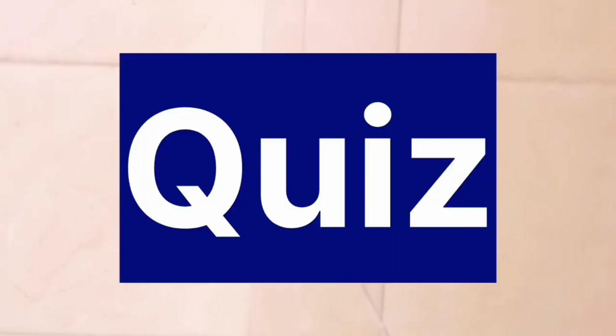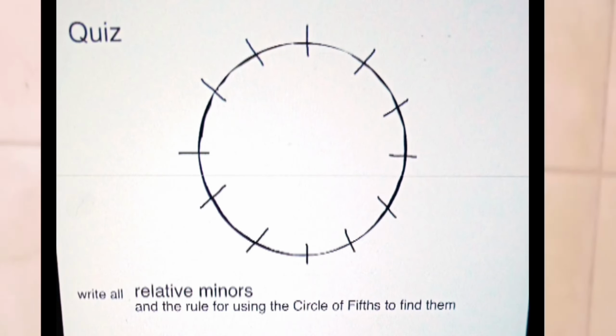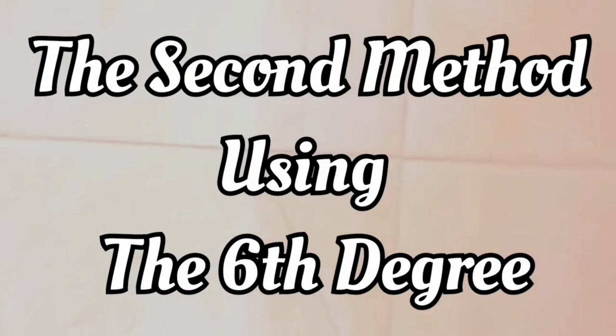Okay, it's time for a quiz. I've written out a sample of the circle of fifths. On this one, I would like for you to write the relative minor scales. You can screenshot it or write it on a separate sheet of paper, the relative minors, and then use the circle of fifths. I want you to find the relative minors. So remember, minors on the inside, majors on the outside, left side for flats, right side for sharps.